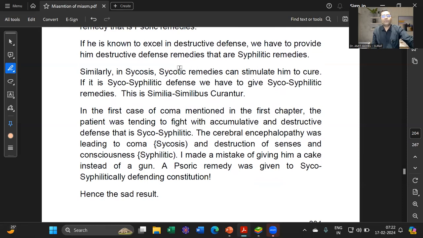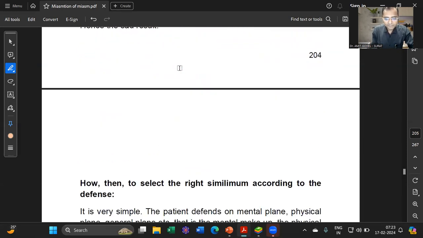So in the first case of a coma mentioned in the first chapter, the patient was tending to fight with the accumulative and the destructive defense, that is the psychosyphilitic. The cerebral encephalopathy was leading to the coma, that is sycosis, and the destruction of the senses and the consciousness, that is syphilitic. So what Sir has made is a mistake of giving him a cake instead of a gun. A psoric remedy was given to the psychosyphilitic constitution. Hence the said result. So in the first chapter, there are three cases of coma as given, and the mistake we made was because we were not using the yardstick of the miasm.